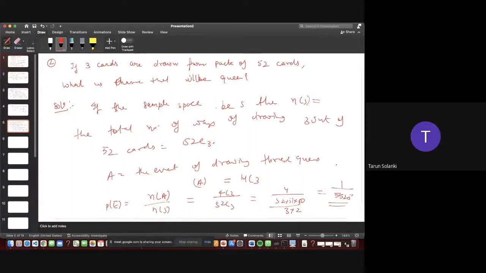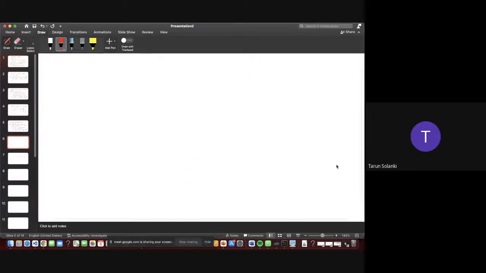Okay, meaning the given question: if 3 cards are drawn from the pack of 52 cards, what is the chance that they will be queens? Okay. Next, you'll copy later. First, let me do one more problem here.